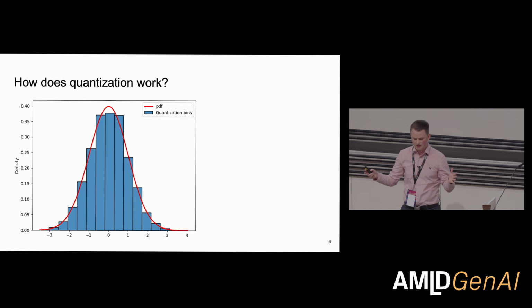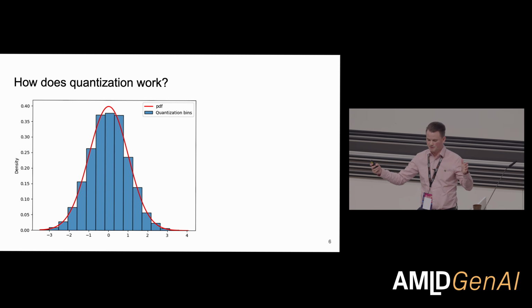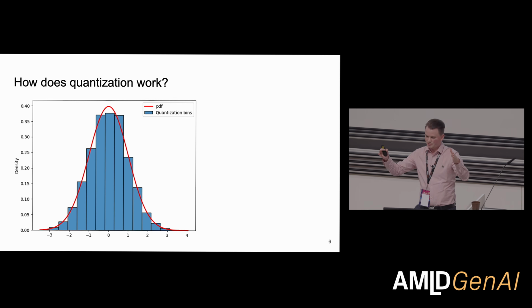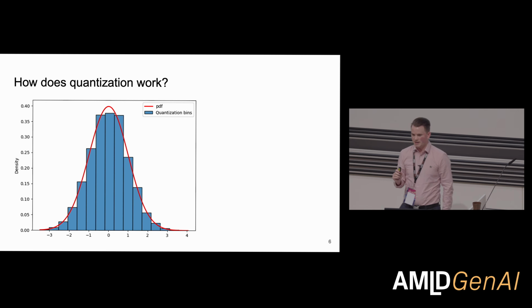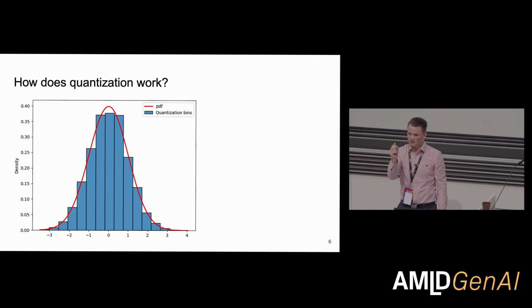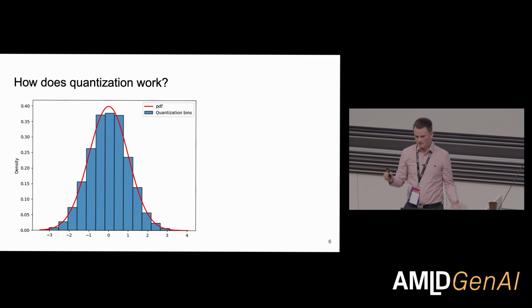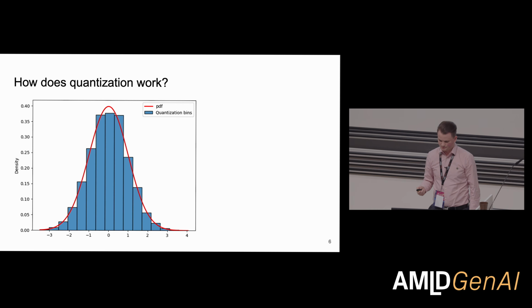Int4 has 16 different values, and so how you quantize all the values in a normal distribution to just 16 different values is you find the minimum and maximum, then you slice the normal distribution in 16 slices with equal width, and then you take all the numbers contained in the slice and quantize it to the middle value of the bin. With this, you can quantize the entire distribution just with 16 different values. And that's how you do int4 quantization.